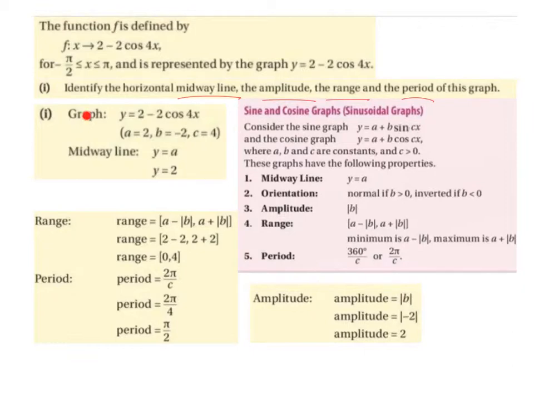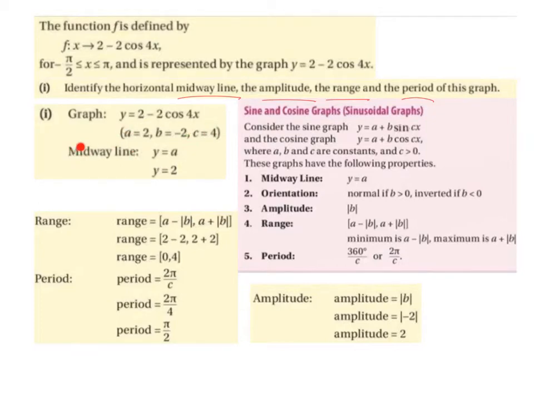So the graph is y equals 2 minus 2 cos of 4x. If we have a look at our cos of x formula, we have y equals a plus b cos of cx. The a is the number in front, so a is equal to 2. The b is the number that's stuck on in front of the cos, so we've got minus 2, so b is equal to minus 2. And the c is the number that's stuck on in front of the x, so we've got a 4 stuck onto the x, so c is equal to 4. So the first thing that you want to do is identify a, b, and c.